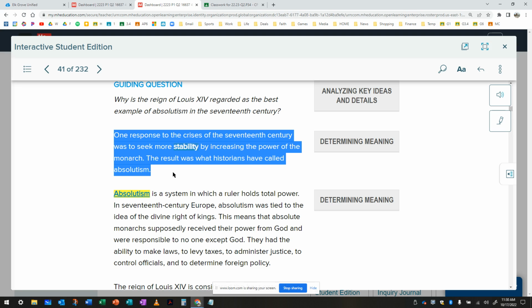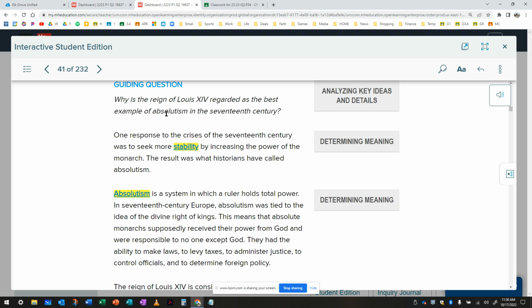All right, after you've read it, you want to be able to define, first of all, what is absolutism, because that's what the question is laying out. So if you're reading this, you're going to find, oh, absolutism is listed here. What is it? Well, I don't know. We'll see in just a little bit, but it seems like it's related to monarchs trying to increase their power in order to create stability, right?